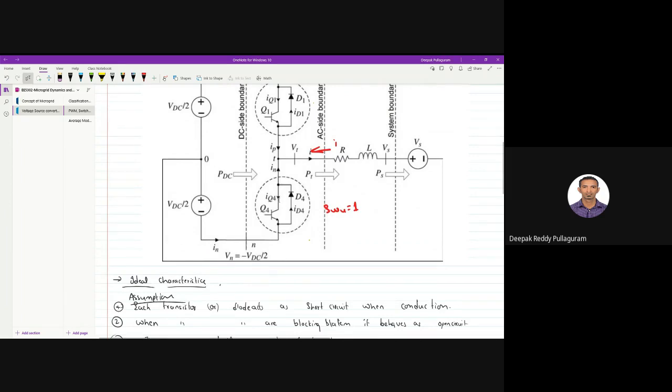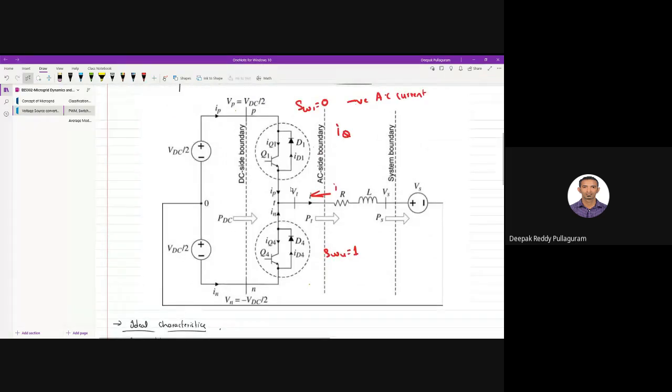So tell me, what should be your IQ4? Let's go switch-wise. What should be your IQ1? Off. Obviously off because it is not on. What about ID1? 0. Are you sure ID1 is 0? Yes. What about IQ4? 1, VDC by 2, on state, minus 1. Yes, sir. ID4? 0.